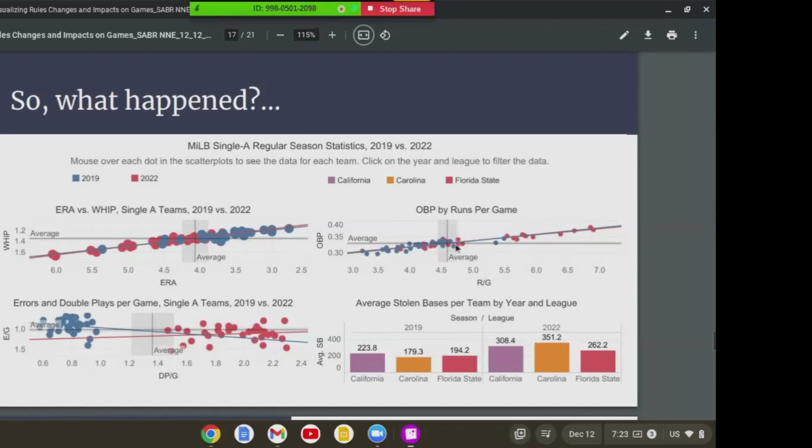So I wanted to correct for that so we would all be looking at the same thing here. So on base percentage, kind of a similar thing. The performance in 2022 was correspondingly better.